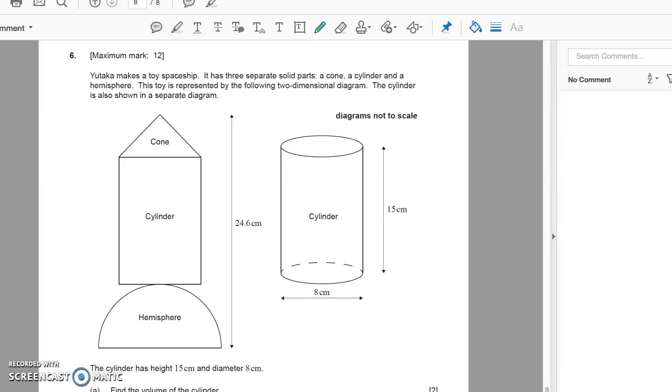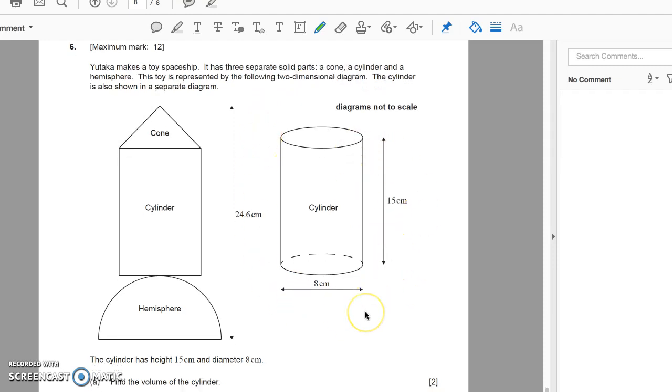Math Studies, Paper 2, and this is the last question of the November 15 paper. Question 6. Yukata makes a toy spaceship. It has 3 separate solid parts, a cone, a cylinder, and a hemisphere. This toy is represented by the following two-dimensional diagram. The cylinder is also shown in a separate diagram.